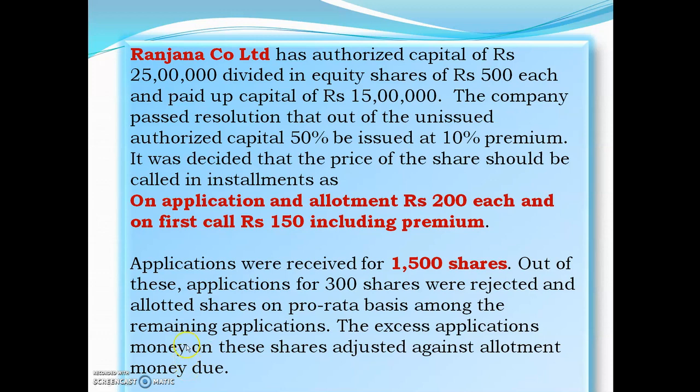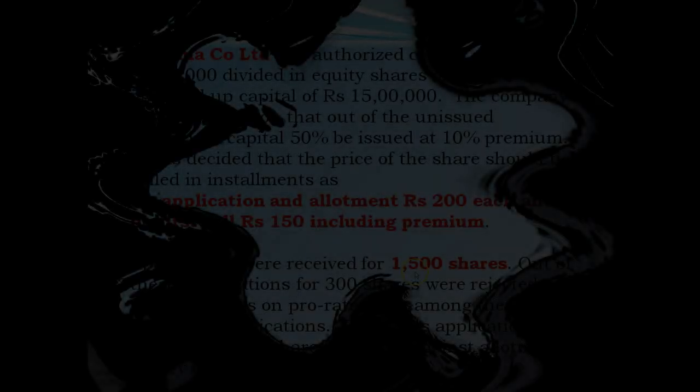So I have told you the second problem is a little bit different and more technical. See here, in this problem they have not given the number of shares issued by the company. They have given only authorized capital, that is 25 lakh, and paid up capital, that is 15 lakh, and they have given the applications received, that is 1500.